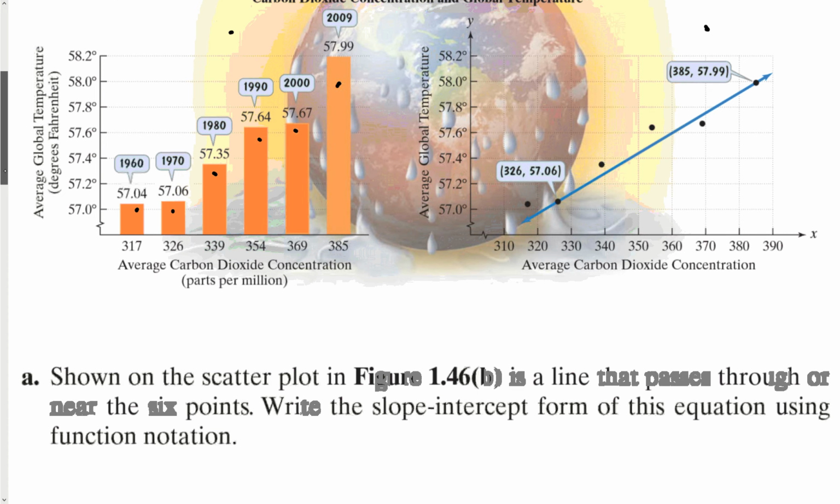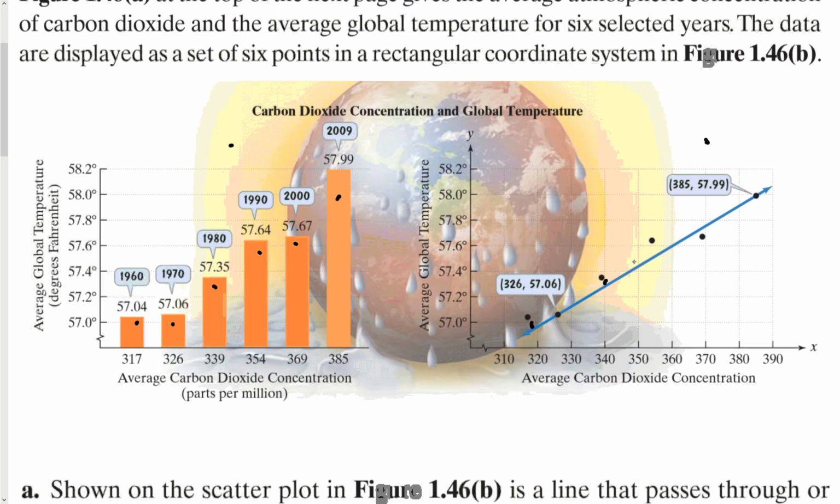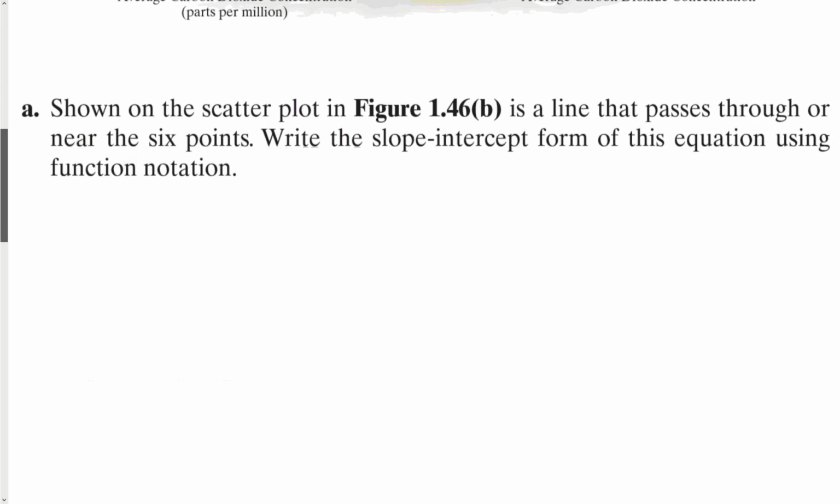So shown on the scatter plot is a line that passes through or near the points. It's close, it's close, it's close. So it's near all the other points. Write the slope-intercept form of this equation using function notation.